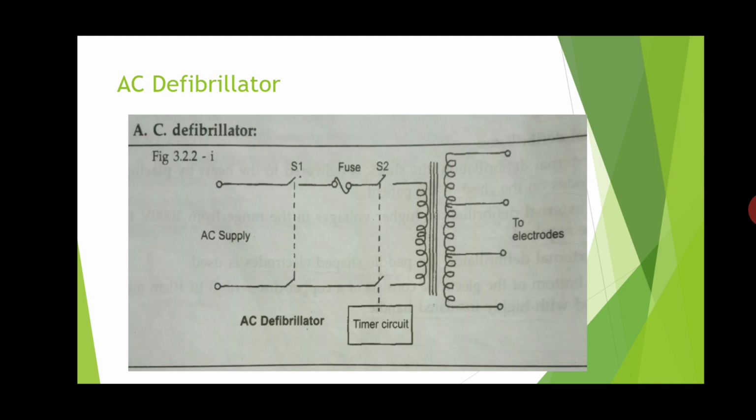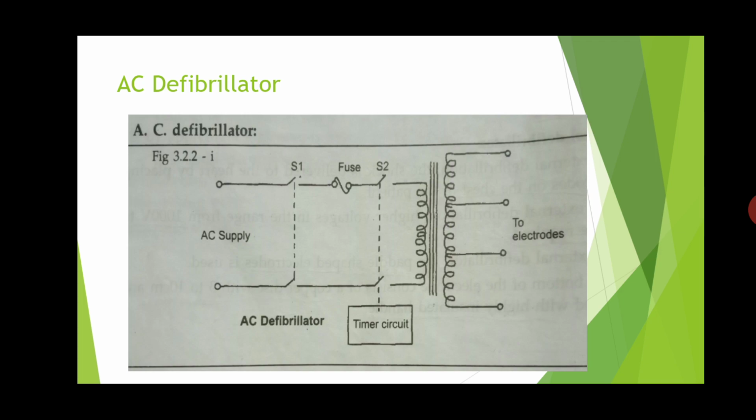At the secondary of the transformer there are a number of tapping points available. So according to how much voltage you want to give the patient, you have to select any one point at the secondary. In the primary section of the transformer, they are using switches, that is S1 and S2 switches. These switches are controlled by using the timer circuit.